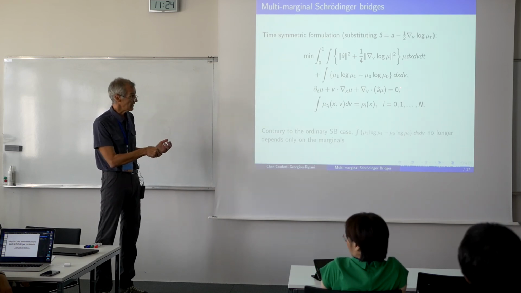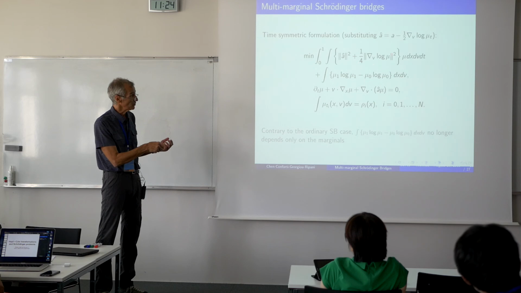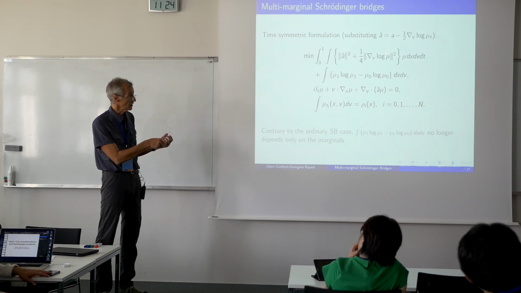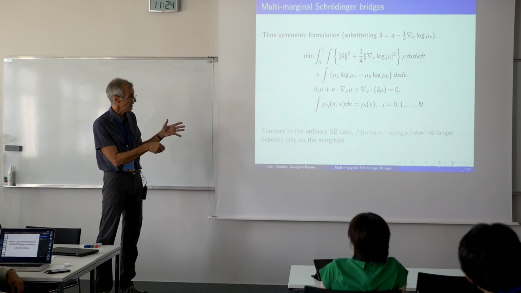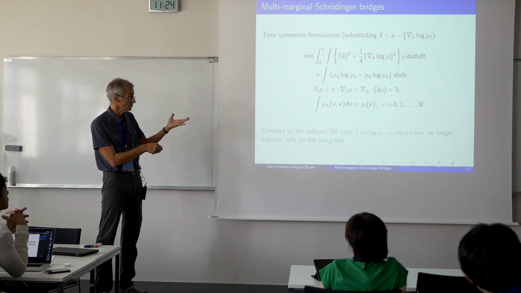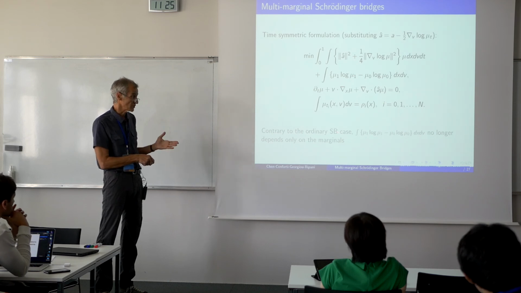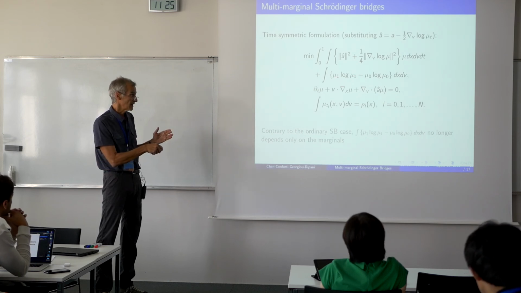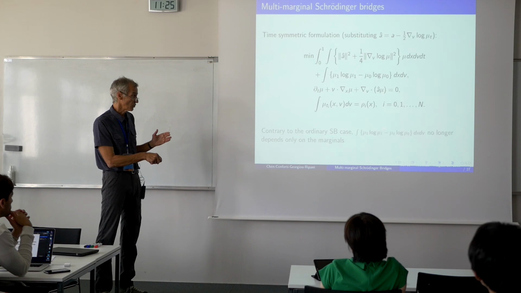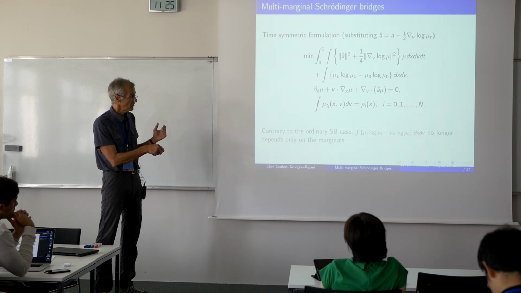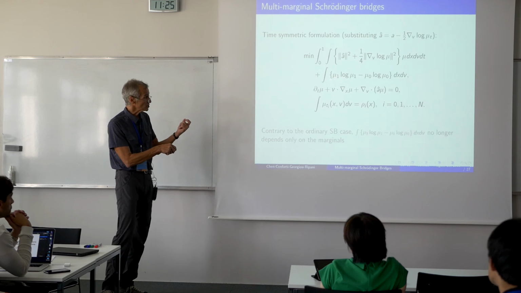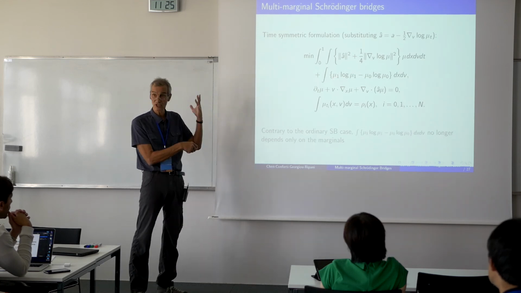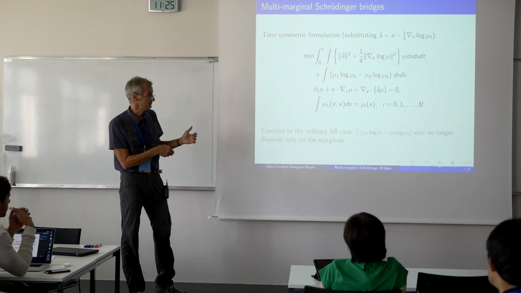You can get rid of the Laplacian over there at the expense of putting an osmotic velocity acceleration there. The catch here is that because you are on a bigger space, you cannot decouple it completely. Contrary to the usual case, this no longer depends only on the marginals at the two ends. So it depends on the initial distribution of velocities, which is something open in this setting.